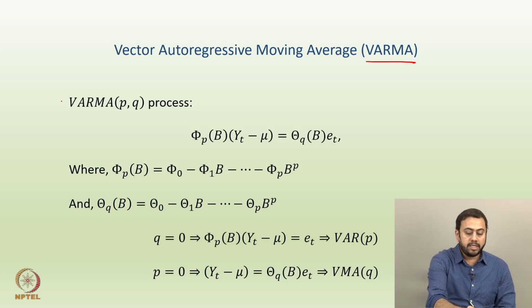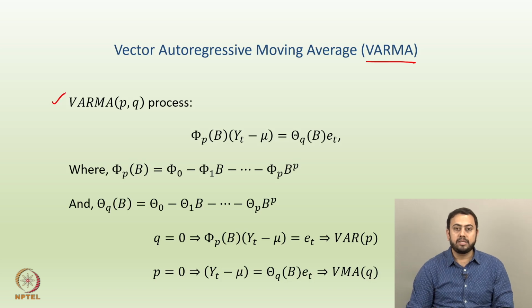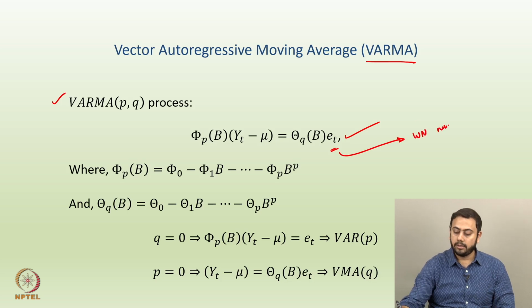Okay. So in general, a VARMA(p,q) process could be denoted by this expression. You have φ_p(B) applied on (Y_t − μ) on the left-hand side, equal to θ_q(B) applied on the random errors, ε_t. Now remember one thing: wherever you see ε_t, these are not univariate, because we have a multivariate structure. So all these ε_t are assumed to be multivariate white noise processes.